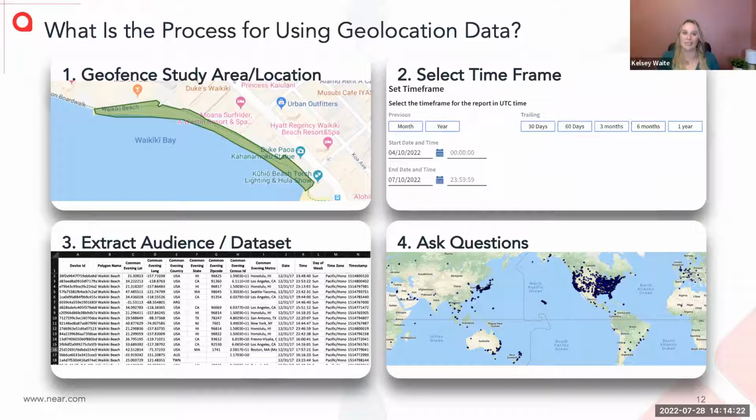This example here is a beach in Waikiki. We can really customize any kind of point of interest and then select a time frame when you are looking for the data.